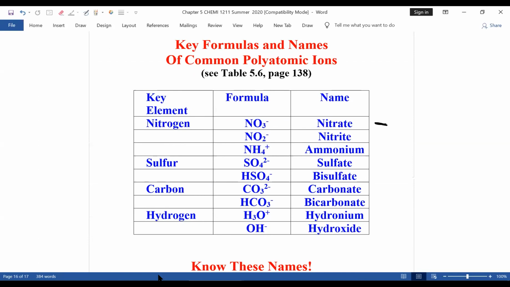There we go. Nitrate and nitrite, NO3 minus, NO2 minus. And these are sodium nitrite and sodium nitrate. Those have been used for many years as preservatives of meat.